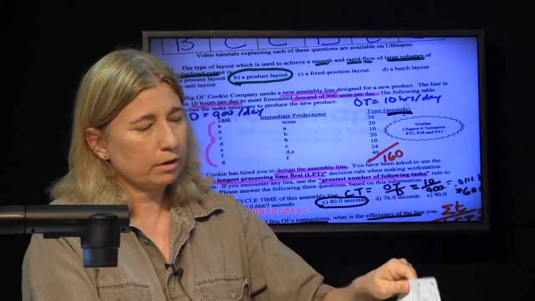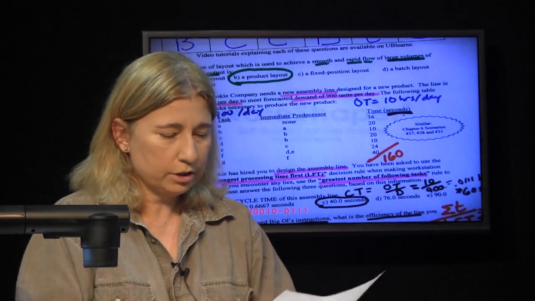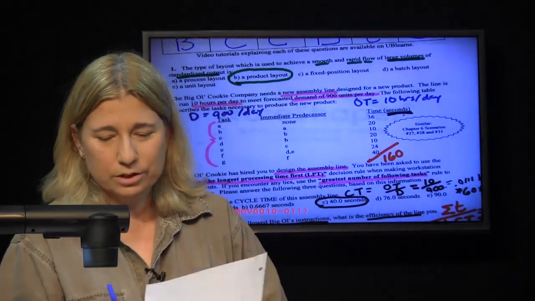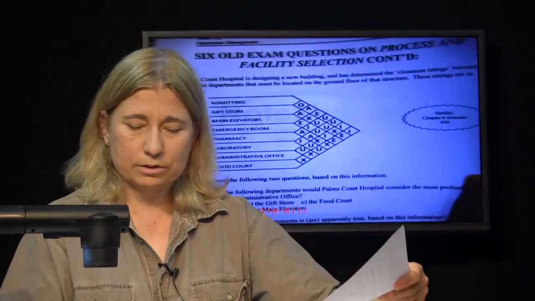Okay, now, that was designing a product layout, right? An assembly line. The next question, actually the next two questions, are about designing a process layout. Let's look at this.